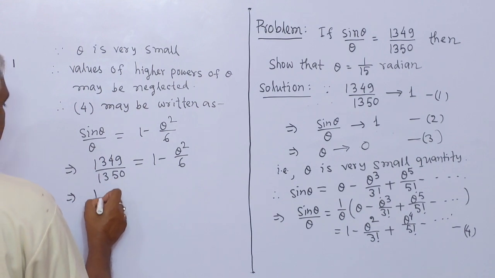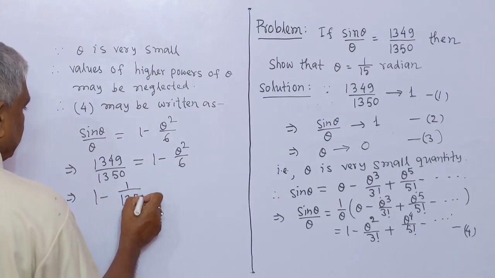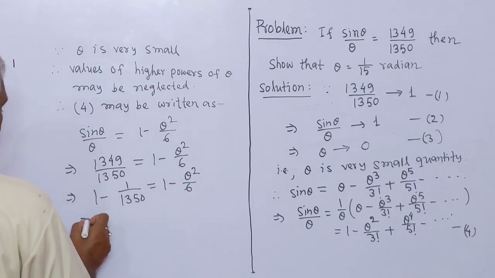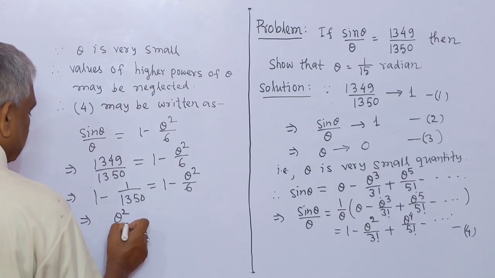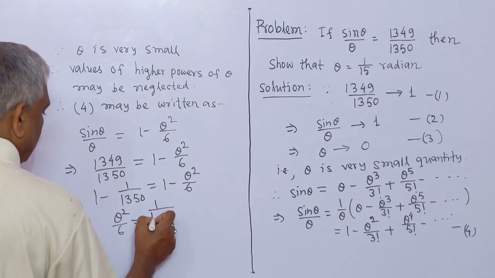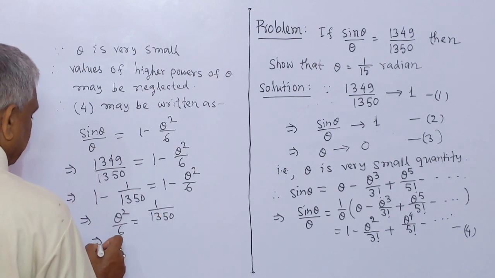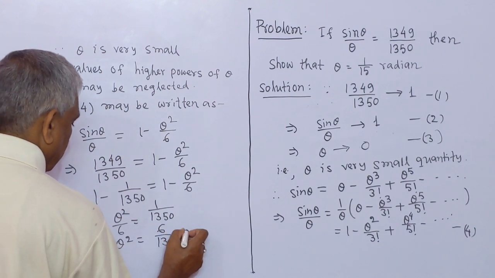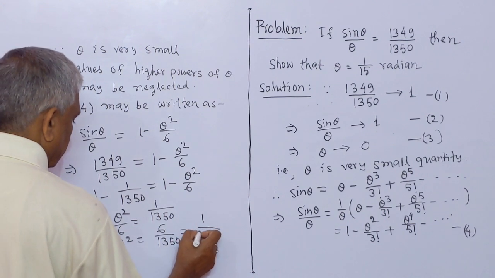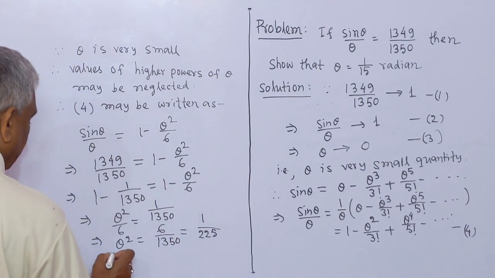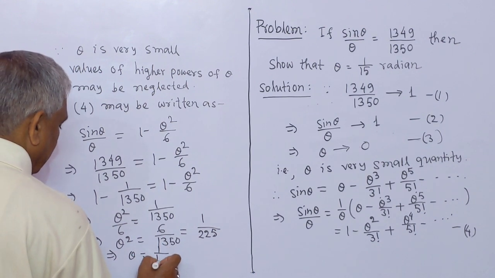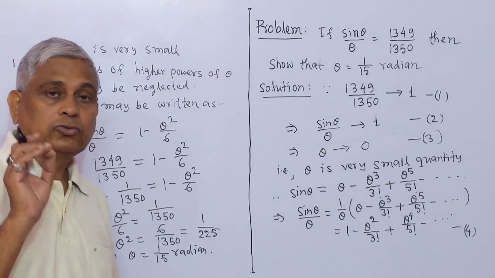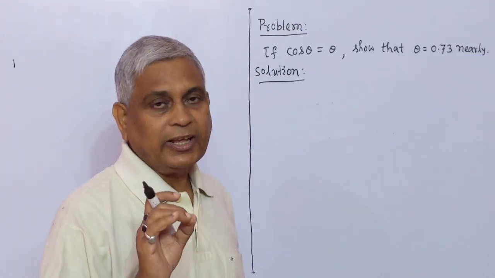We may write this as 1 minus 1 by 1350 equals 1 minus theta square by 6, which implies that theta square by 6 equals 1 by 1350, which implies that theta square equals 6 by 1350, and this is equal to 1 by 225, which implies that theta equals 1 by 15 radian. So proved. Now we solve the next problem.